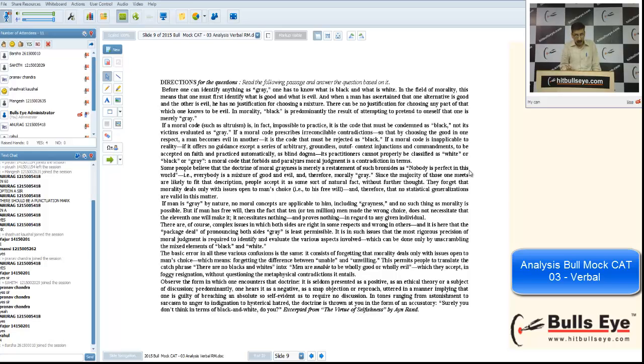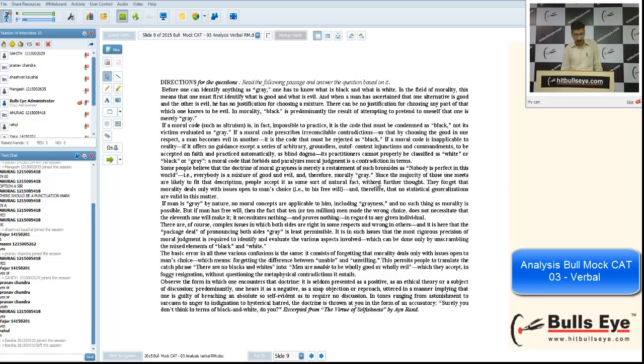Now why does he say that people emphasize this word gray? Look at the second paragraph somewhere near the end. It says some people believe that the doctrine, the philosophy of moral grayness, is merely a restatement of the bromides. Why do people say that? Why do they give so much importance to this word gray? They say that nobody is perfect in this world, so everyone is a mixture of good and evil, therefore morally gray. The majority of those one meets are likely to fit this description. Whenever you meet anybody, he or she will also call himself or herself gray. So when the majority of people start calling themselves gray, we all start thinking that gray is an accepted code and gray is normal, but this is not.